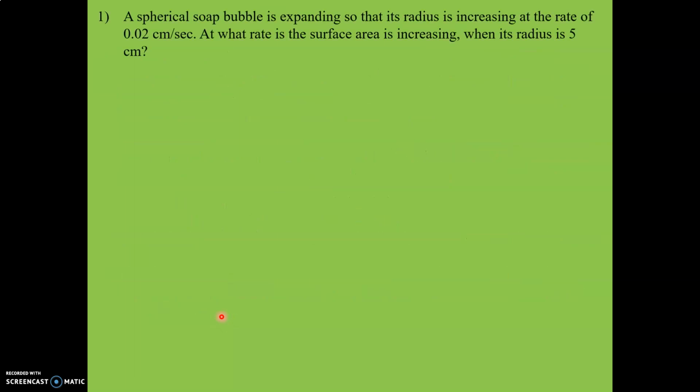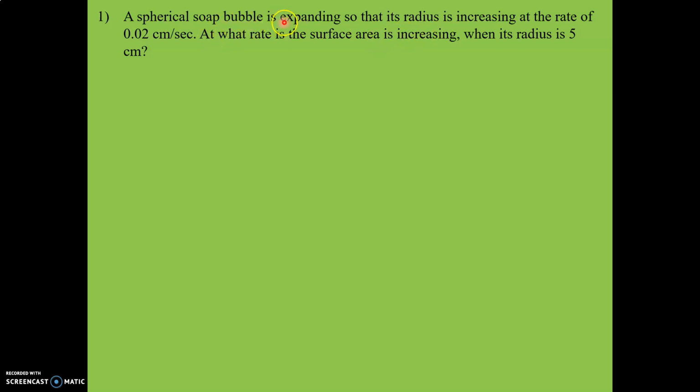We'll start with question. A spherical soap bubble is expanding so that its radius is increasing at the rate of 0.02 centimeter per second. At what rate is the surface area increasing when its radius is 5 centimeter? So while reading the question, you have to remember which are the terms given in this question so that you can give the proper alphabet to that as the assumption.